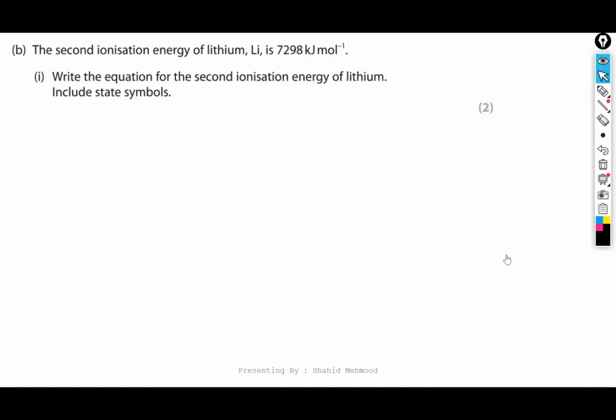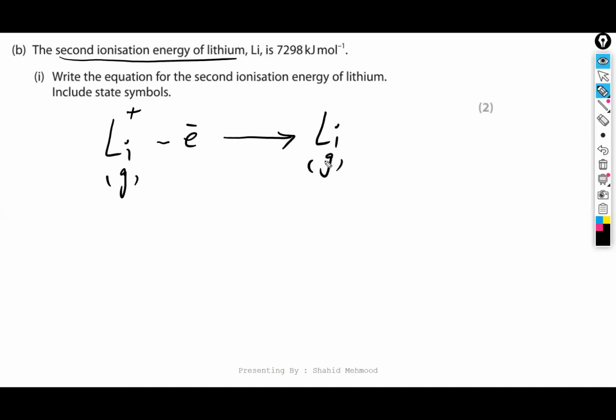The second ionization energy of lithium is given to us. They are asking that we write the equation for the second ionization energy of lithium, including the state symbols. So we are going to write the second ionization energy for lithium. Li+ has a plus 1 charge, the reason is 1 electron has been removed. We are going to remove a second electron from lithium. So by removing the second electron, it will get another positive charge.